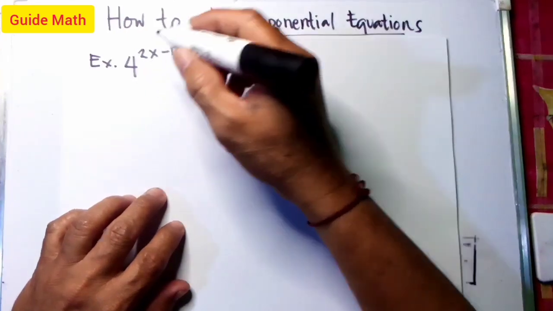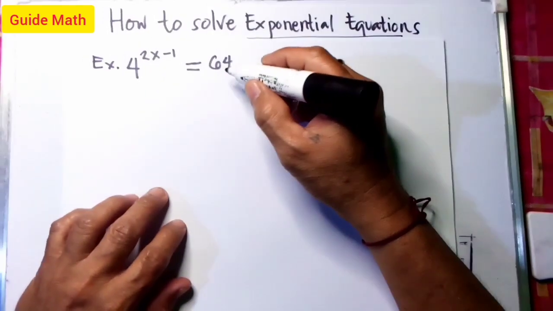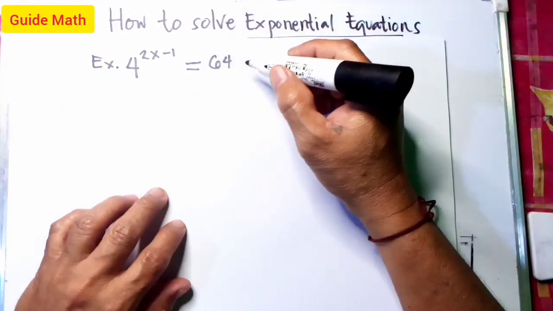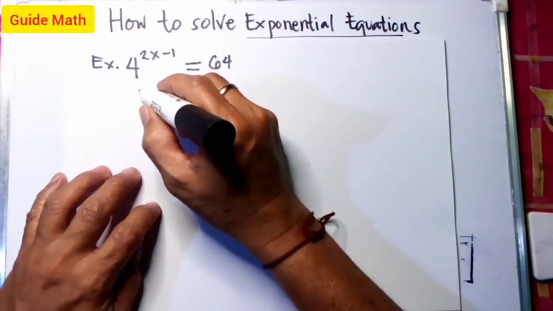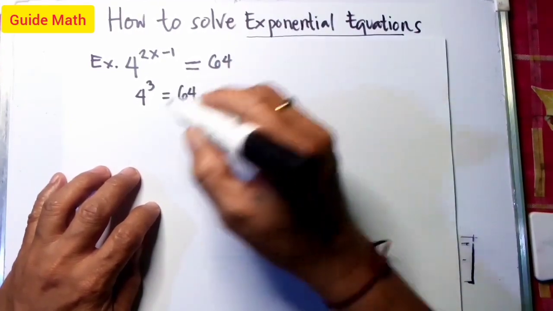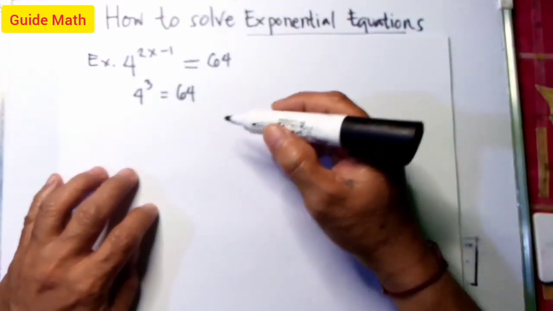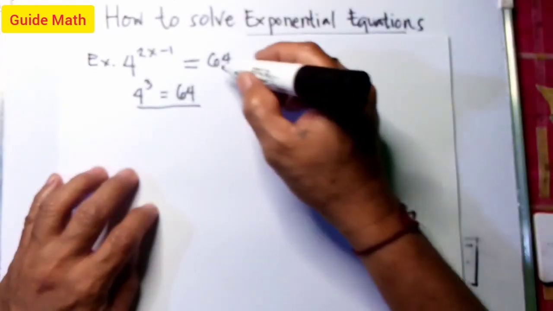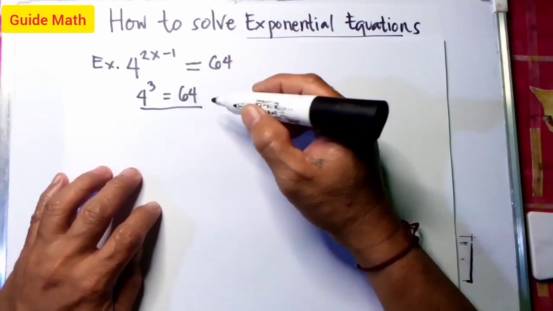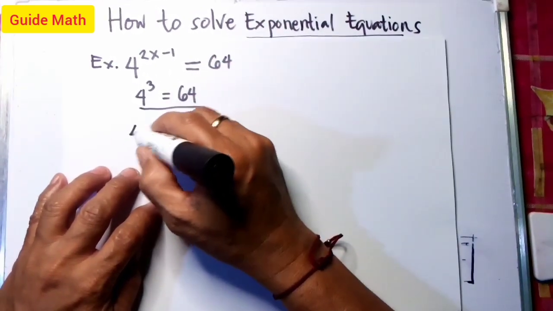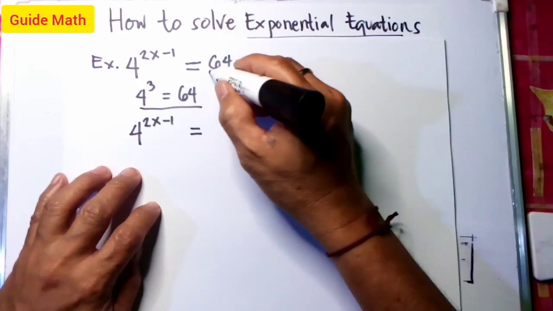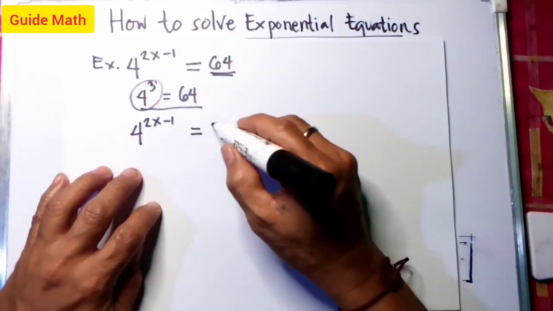So, in this case, hahanap tayo ngayon ng paraan na yung 64 na ito ay magkakaroon siya ng base na 4. Ilan kaya yung magiging exponent nito? We know that 4 cubed is equal to 64, since 4 times 4 times 4 is equal to 64. So we can use this as the value of our 64. Dito sa left-hand side natin, manatili 4 raised to 2x minus 1. Then we can rewrite this 64 as 4 cubed.